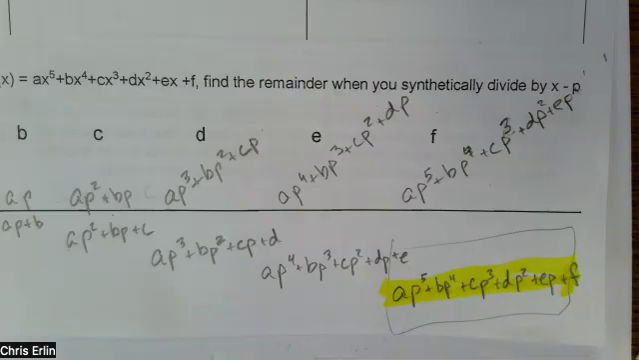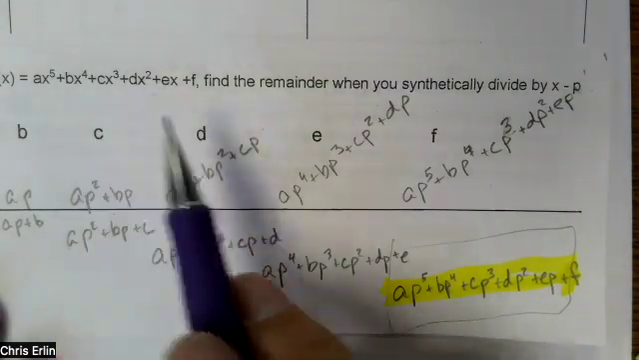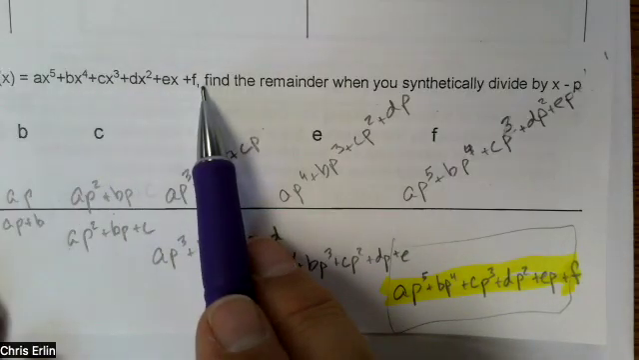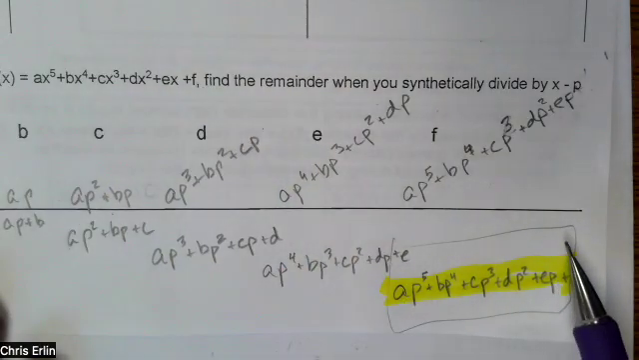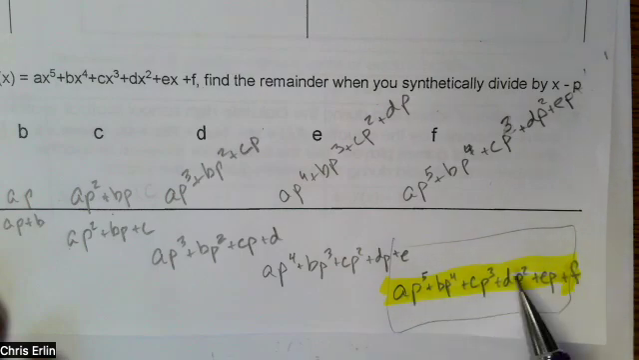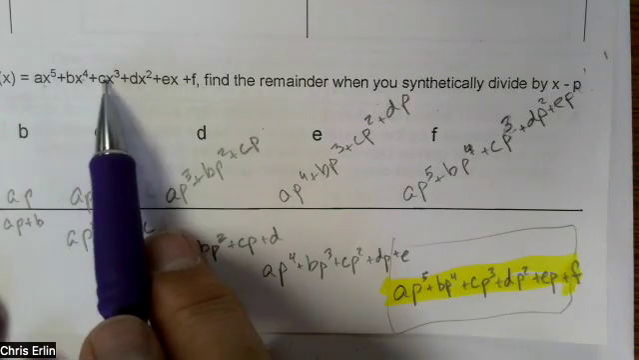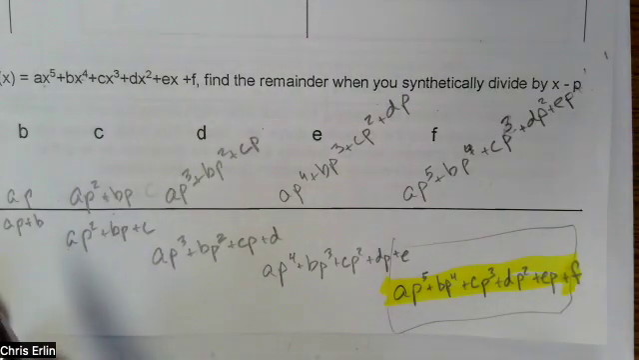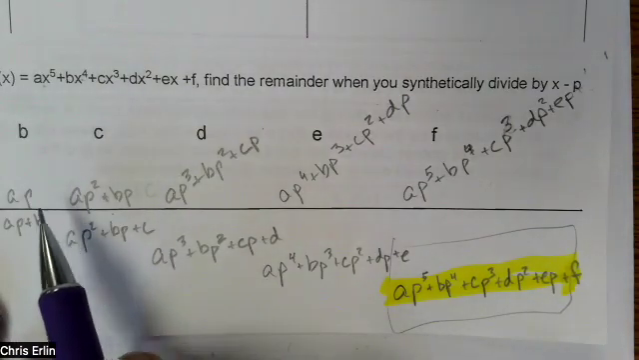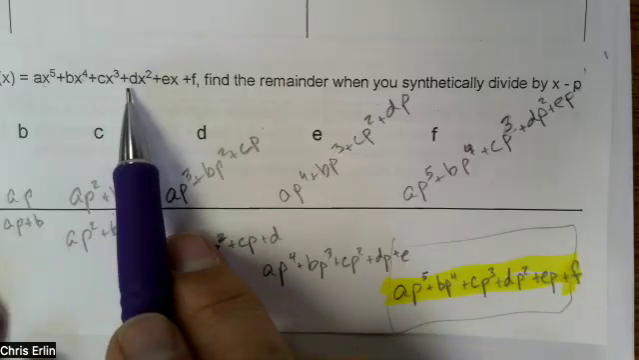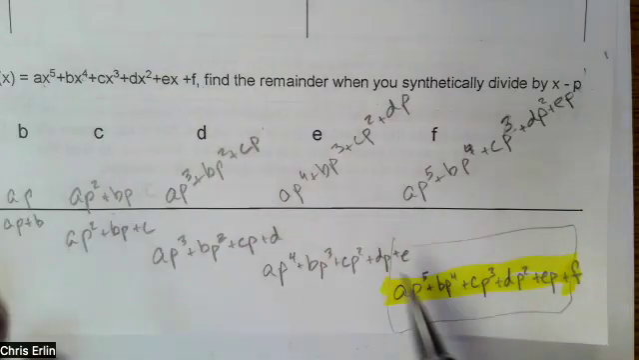Let me restate it. We did synthetic division for a P on this whole polynomial, and the remainder gives us a value that's equivalent. Yeah. It means that if I just put P in for X and evaluated it, I'd get the remainder.